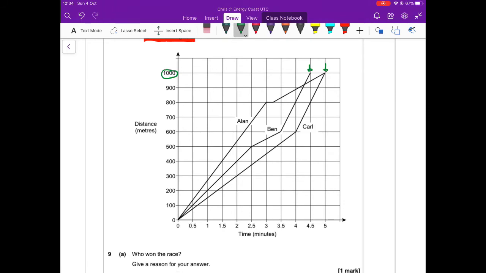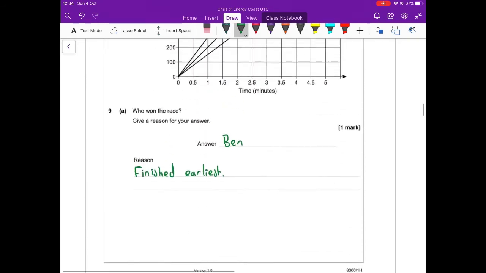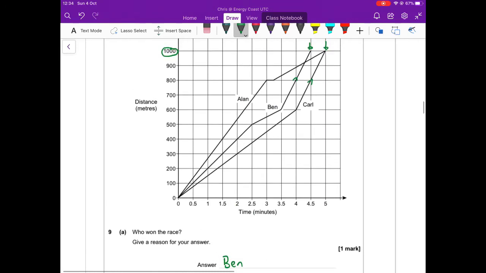If we're talking about quickness, if you look at Ben's line and Carl's line, okay, they are parallel, these 2 lines here, so that means that they're running at the same speed. So Ben and Carl finished at the same speed. It's a strange one, this, like I say, I'm just looking for any 4 points. It doesn't really matter. I don't really have to describe the race even, okay.